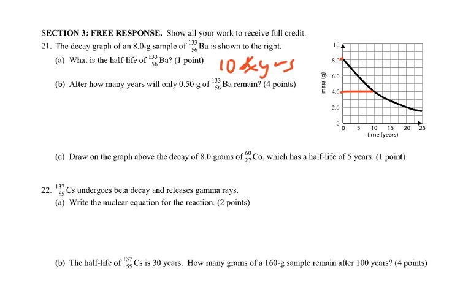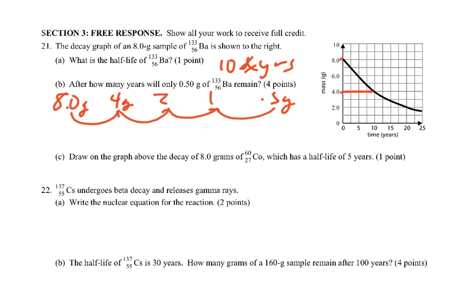How many years will only 0.5 grams remain? We're starting with 8 grams. So I'm going to find out, can I just do this simply? 8 grams down to 4 grams, down to 2 grams, down to 1 gram, down to 0.5 grams. Yeah, so this is a whole number of half-lives. If I have 4 half-lives and they're 10 years per half-life, then this is going to be 40 years. Okay, there are more sophisticated ways to do this, but that's the right answer.